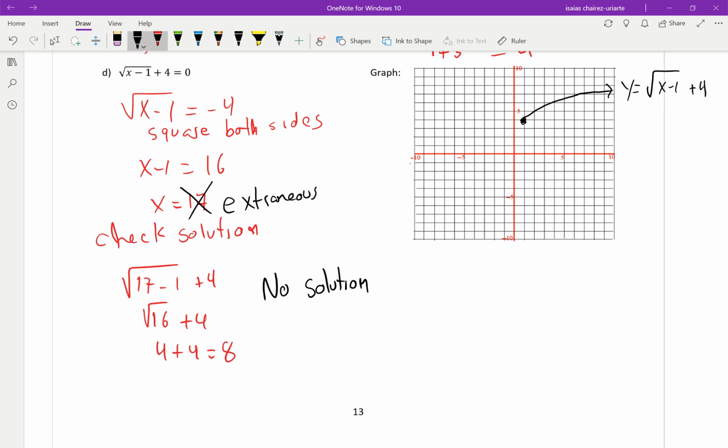And now the other function, the one on the right hand side, is just y equals 0. Well, y equals 0 is just the x-axis. Yeah, so they do not intersect. These two functions do not intersect, and so that's why there is no solution in this case.